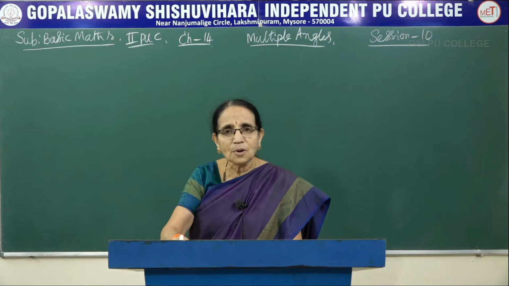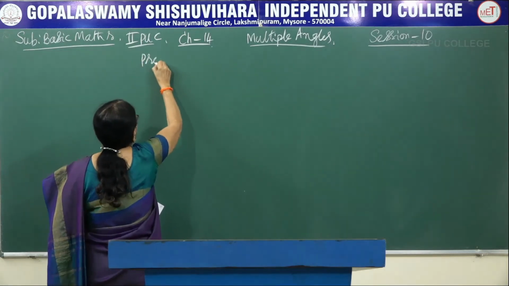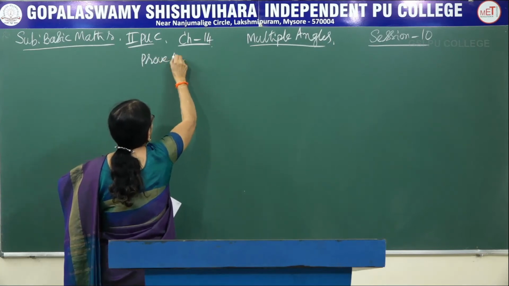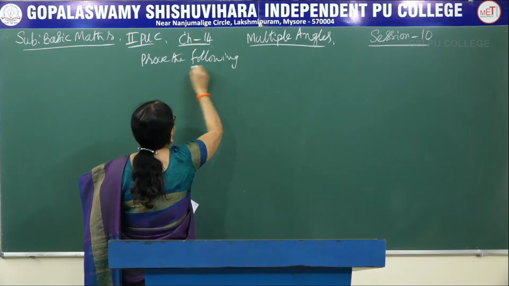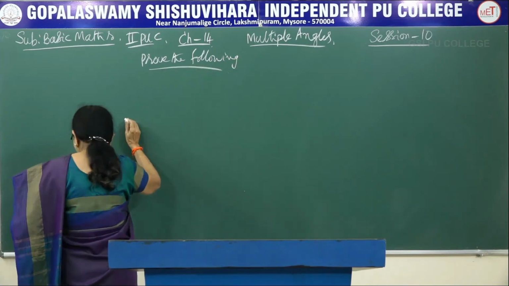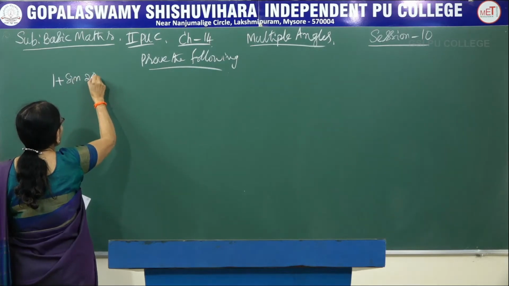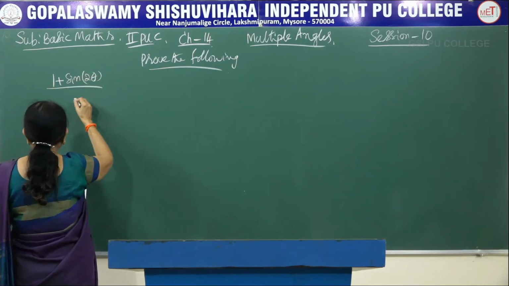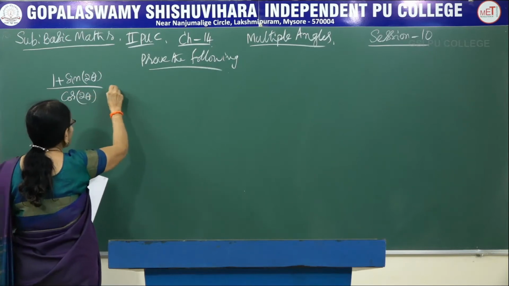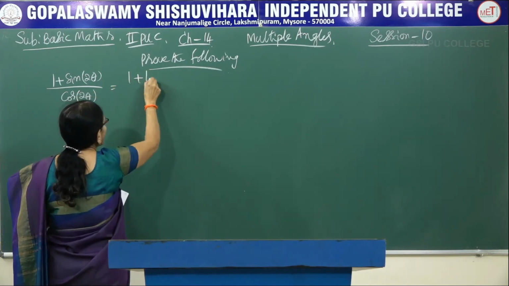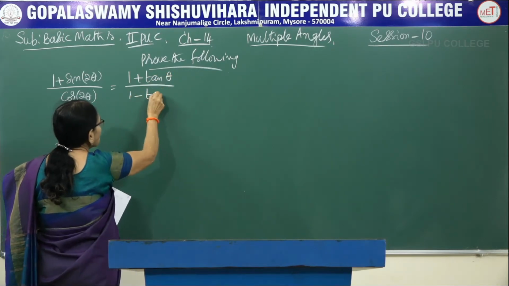Let me take down the first problem. Prove the following. That is the instruction for all the problems. Now, first problem is 1 plus sine of 2 theta divided by cos of 2 theta. This should be equal to 1 plus tan theta over 1 minus tan theta.